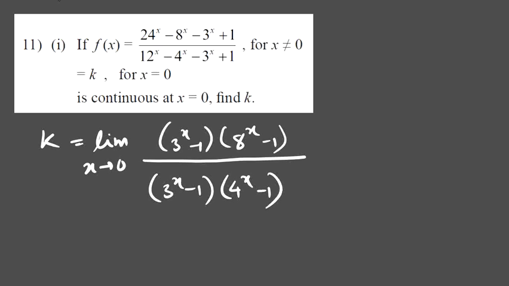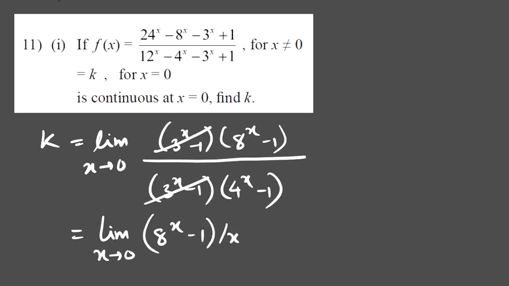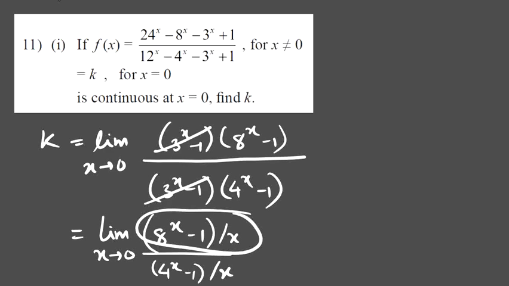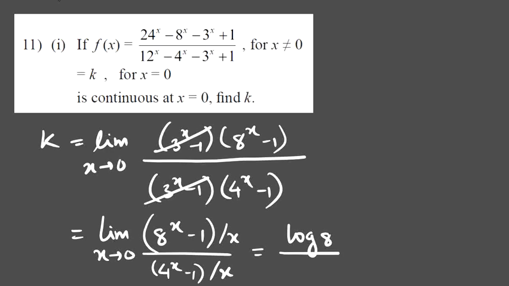So you can cancel off 3 power x minus 1 in the numerator and denominator. And then you can divide the numerator and denominator with x. So that will give you 8 power x minus 1 upon x divided by 4 power x minus 1 upon x. If you split the limit, then in the numerator you have an expression of the type a power x minus 1 upon x, the value for which will be equal to log a. So in the numerator it is log 8, divided by the same thing in the denominator, which will give you log 4.